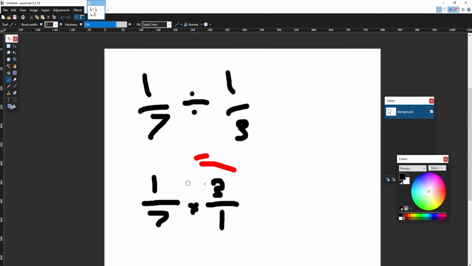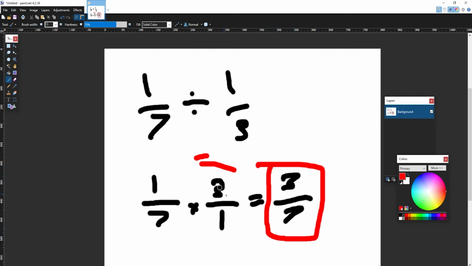So you're going to do 3 times 1, multiply straight across. 3 times 1 equals 3, right? And then 7 times 1 is 7. So that's your answer. Once you find your answer for whatever problem you're doing, you want to make sure you actually simplify it. So just make sure you simplify it. But yeah, that's basically how you do those two operations.